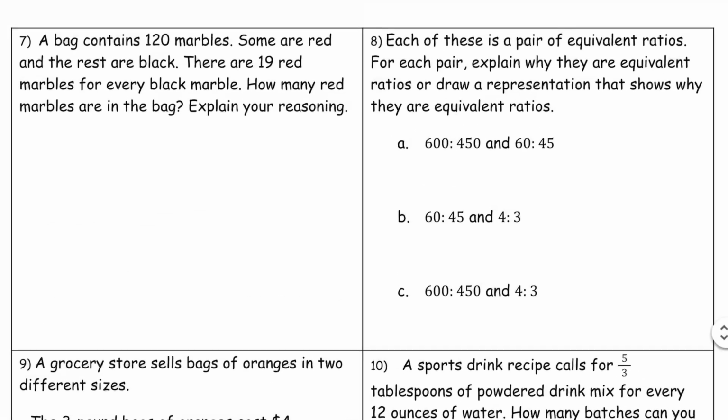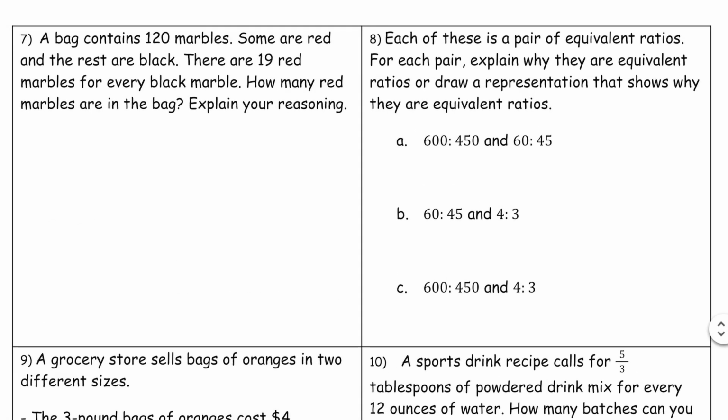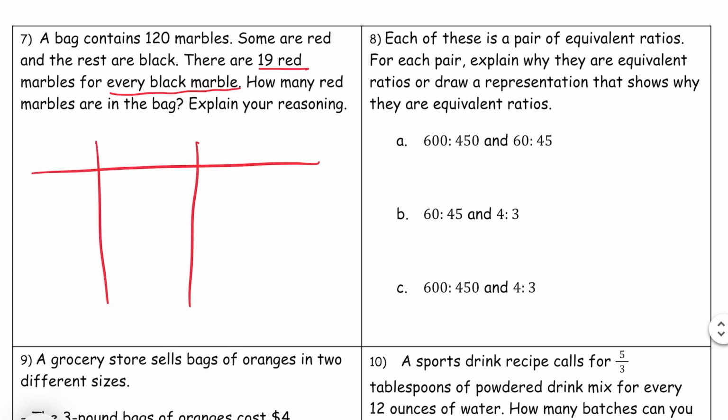Moving to question 7. A bag contains 120 marbles. Some are red and the rest are black. There are 19 red marbles for every black marble. How many red marbles are in the bag? So this one's a little bit different than our other ones. So we are going to have red marbles, black marbles, and total marbles for this one. It's a different type of ratio.